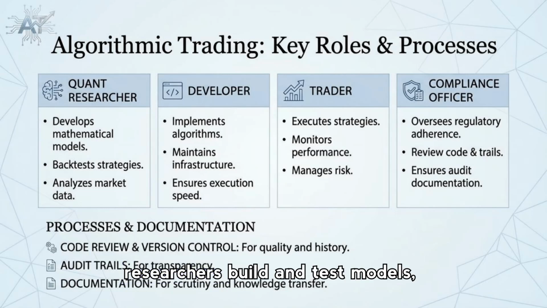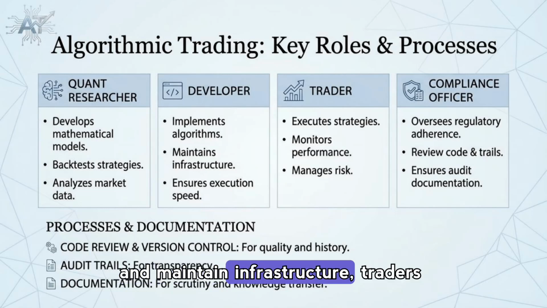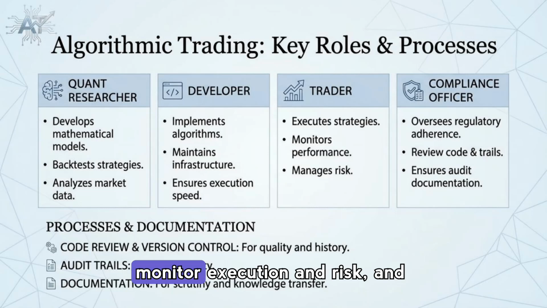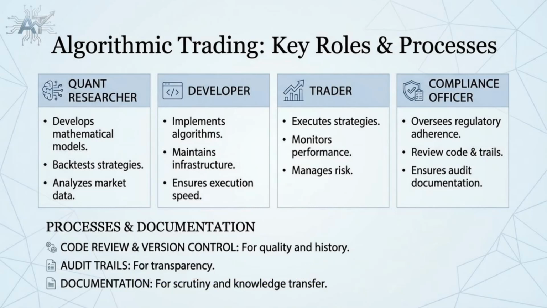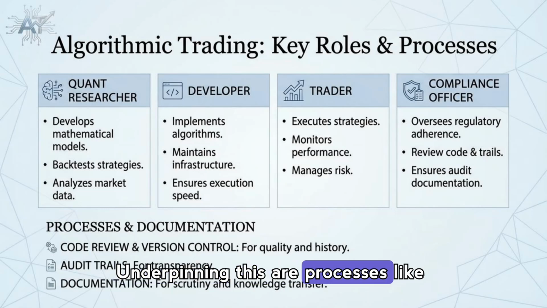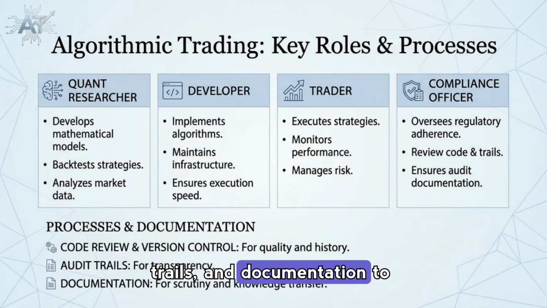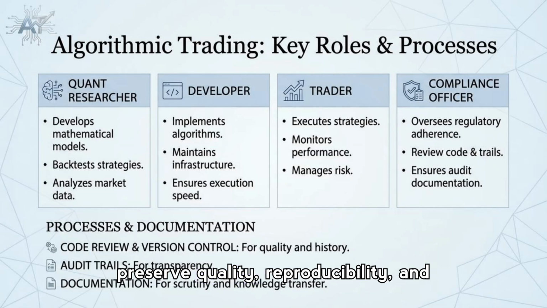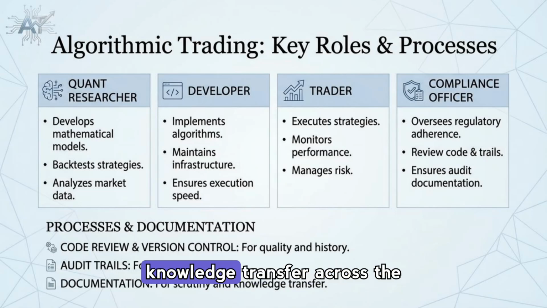Successful teams blend complementary roles. Quant researchers build and test models. Developers implement algorithms and maintain infrastructure. Traders monitor execution and risk, and compliance officers ensure regulatory and audit readiness. Underpinning this are processes like code review, version control, audit trails, and documentation to preserve quality, reproducibility, and knowledge transfer across the organization.